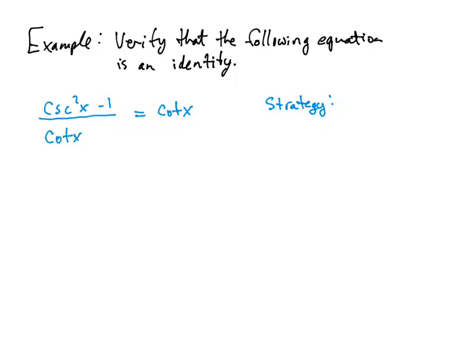So here's an example. Verify that the following equation is an identity. We see cosecant squared x minus 1 divided by cotangent x equals cotangent x. And the strategy we are going to apply here is to work with only one side of the equation. So work with only one side of the equal sign.